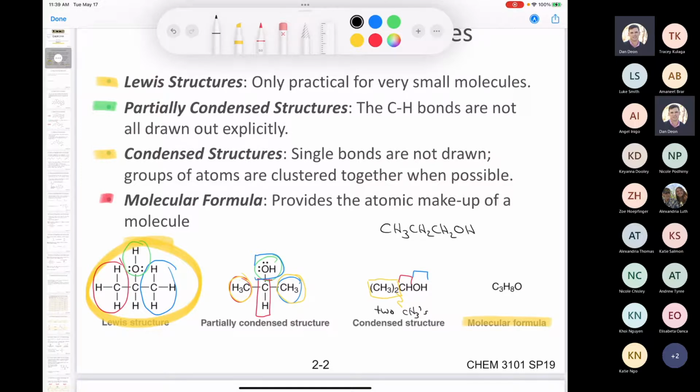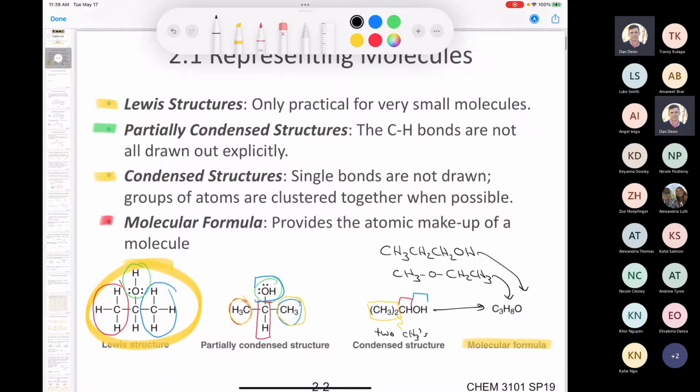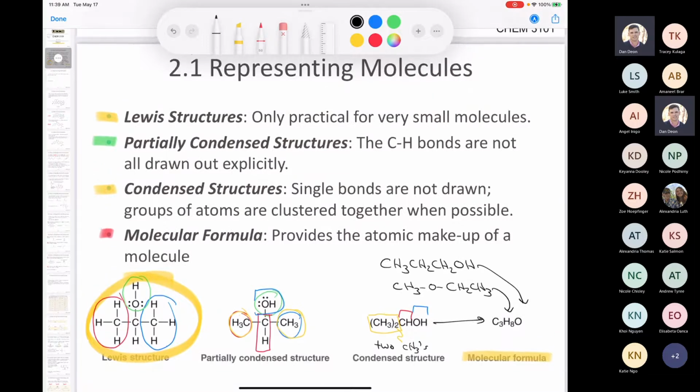You could make that. That's called 1-propanol. And you could also make this compound, CH3OCH2CH3. They all have this same molecular formula. And so the molecular formula can be useful from time to time. However, it doesn't tell us anything about the way the atoms are connected in a molecule.